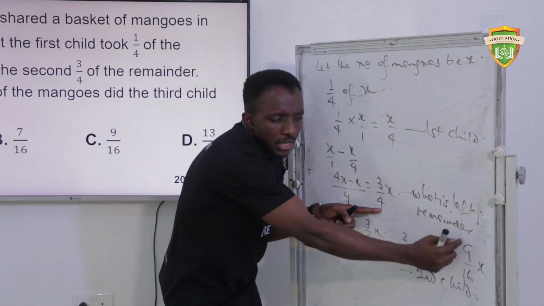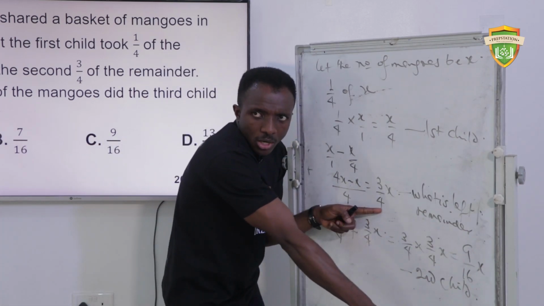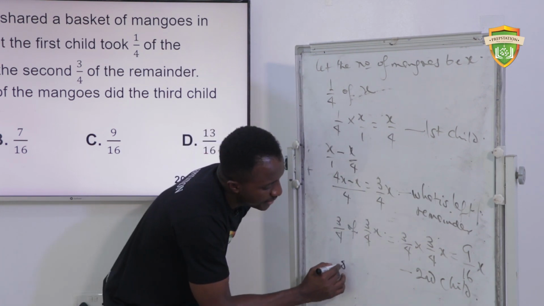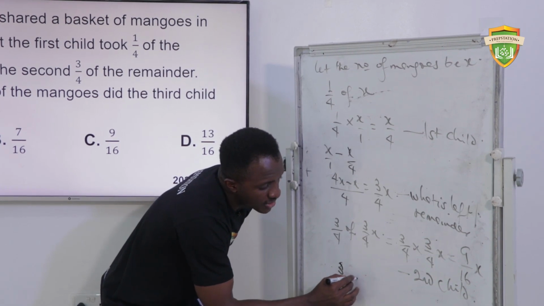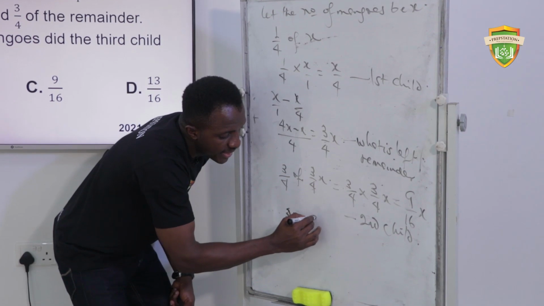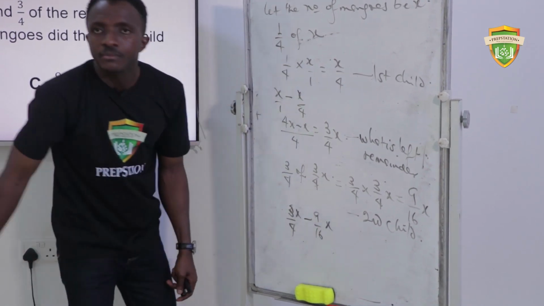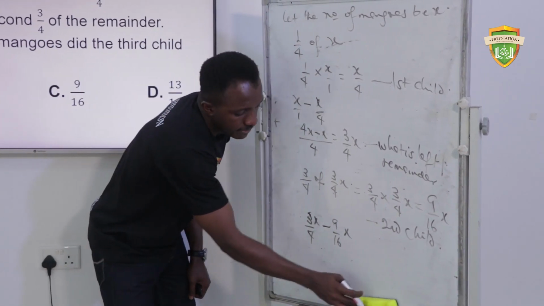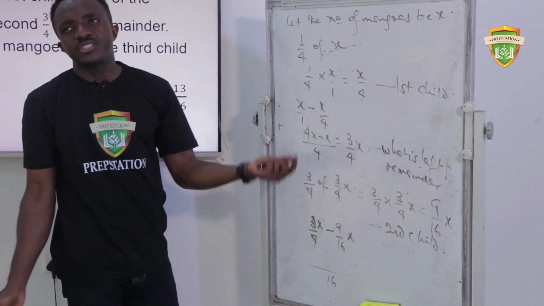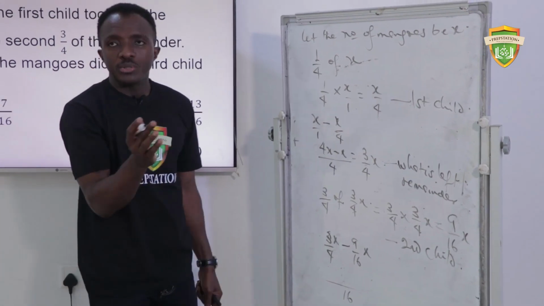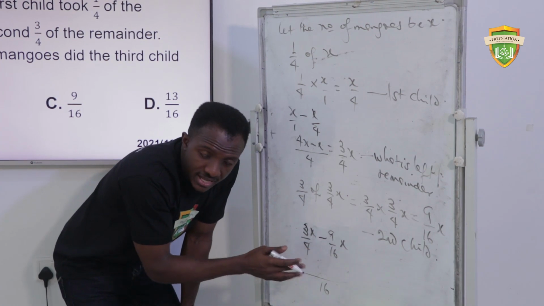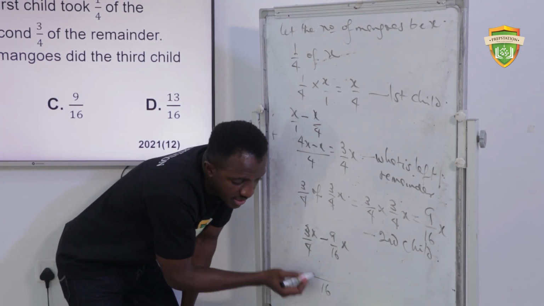Simply subtract what the second child has or took from what is left. So that is 3/4 x minus 9/16 x. So the LCM is 16. Now you can actually put the x aside. It's just a fraction that you need to find, so you can do without the x. Okay? Now it's just a fraction thing, but it's okay if you have the x there. Now the LCM is 16.